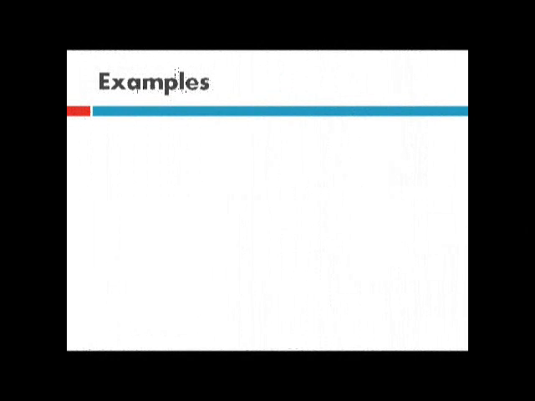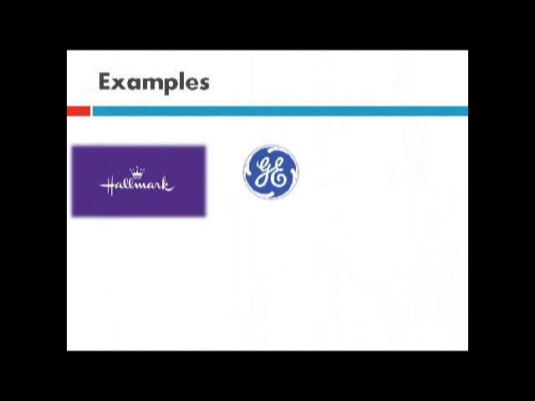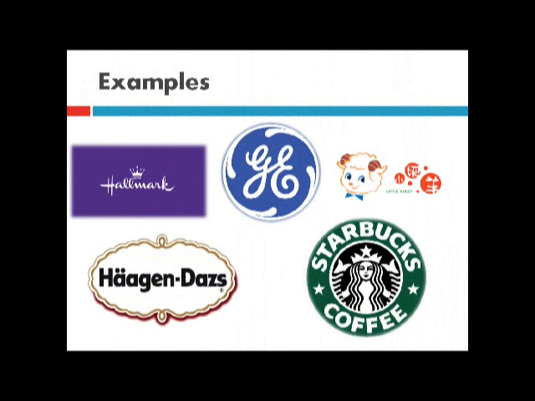At last, I will show you some examples of dual distribution. Dual distribution systems are widely used across diverse marketing contexts, including retailing, restaurants, and industrial selling. All the brands here use dual distribution systems. Like Hallmark, one of the largest greeting card companies of the US, and GE.